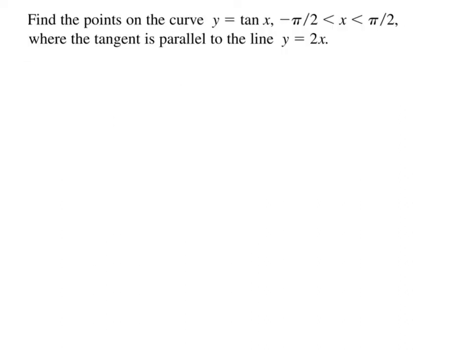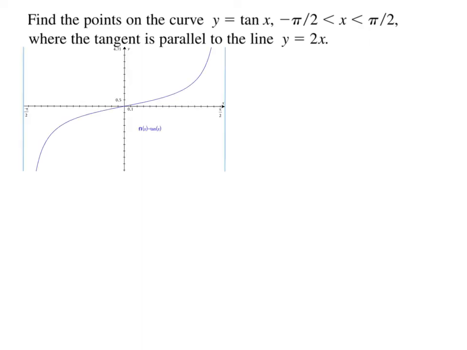Okay, last little problem here before you're done for the night. Find the points on the curve tangent of x between negative pi over 2 to pi over 2 where tangent is parallel to the line y equals 2x. So let's just think about those words. Parallel to the line, meaning it's going to have the same slope. So we're really looking for when does the tangent function have a slope of 2, because we know the slope of y equals 2x is 2. So we just need to take the derivative of tangent.